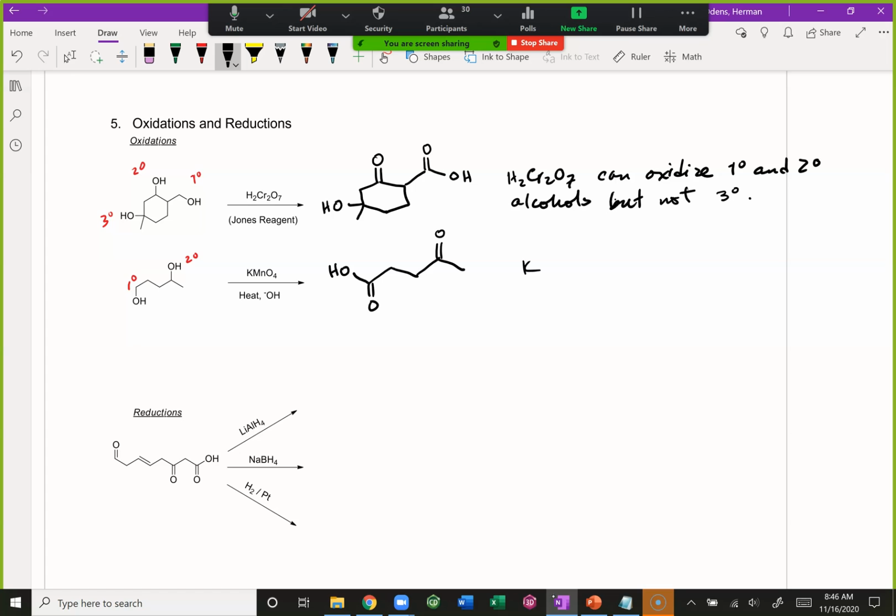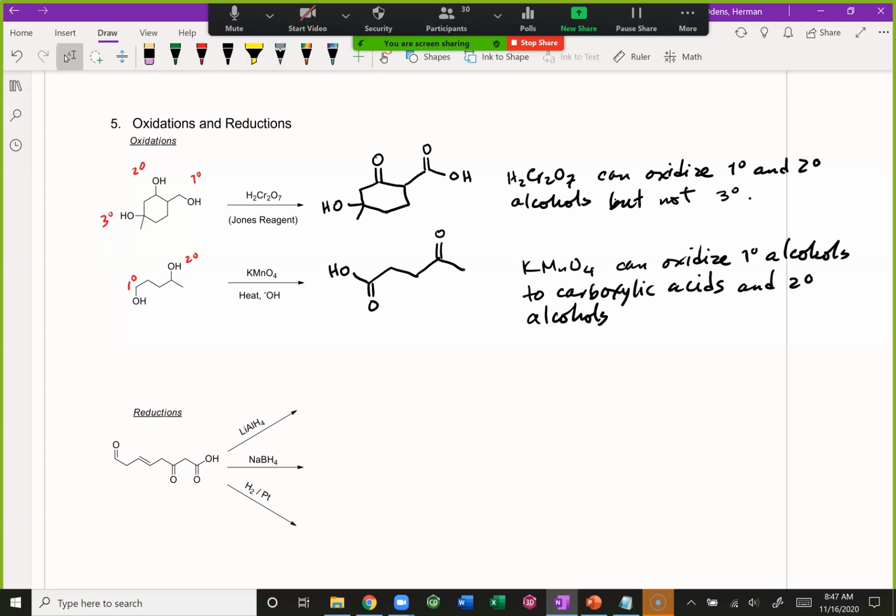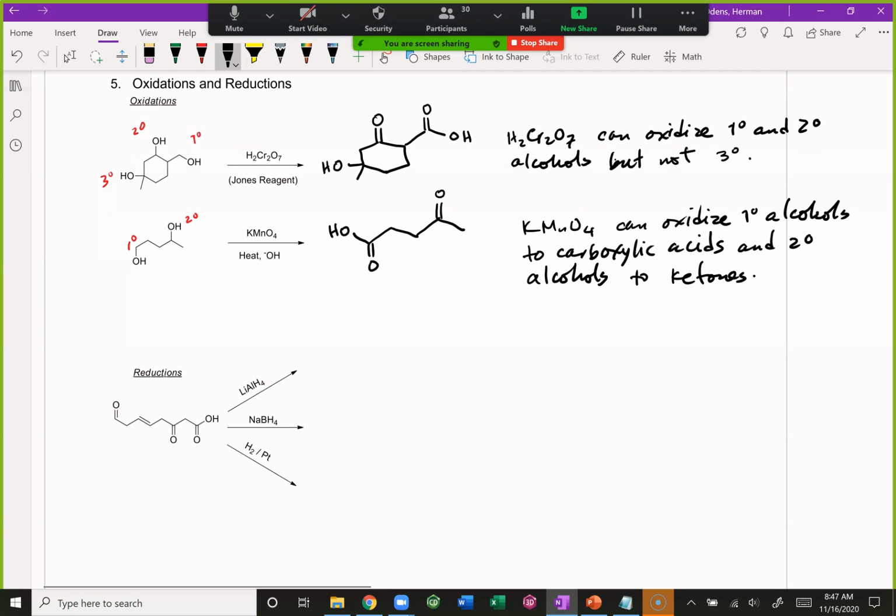So potassium permanganate can oxidize primary alcohols to carboxylic acid and secondary alcohols to ketones. All right, we got 3 minutes and 3 reactions to do.